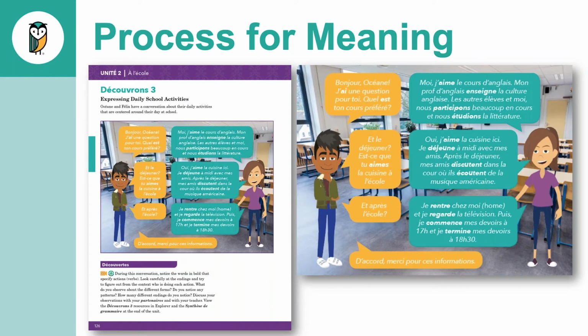You could read it aloud to them. You could have them read it silently or aloud. You can do it as you would do any reading you have done in the past. Ask a few comprehension questions to make sure they have understood what Océane and Félix are talking about.